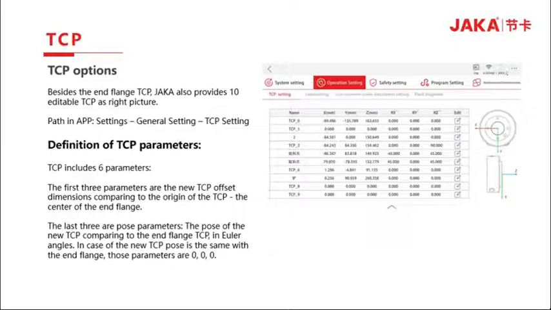As shown in the right picture, in the TCP settings of operation setting, we could set up the TCP wanted. There are 6 parameters. The first 3 parameters are the offset dimensions of the new TCP compared to the end flange, while the last 3 are pose parameters, the pose of the new TCP compared to the end flange TCP in Euler angles. In case the new TCP pose is the same as the end flange, those parameters are 0, 0, 0.